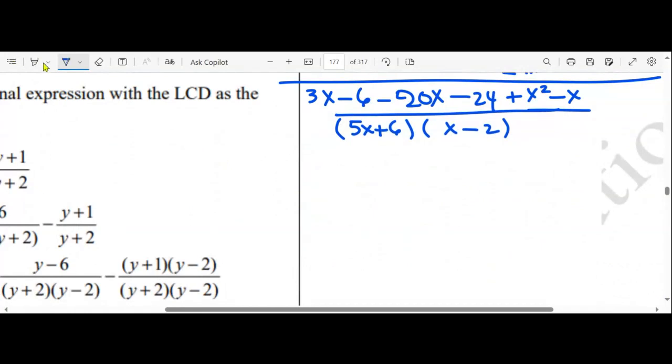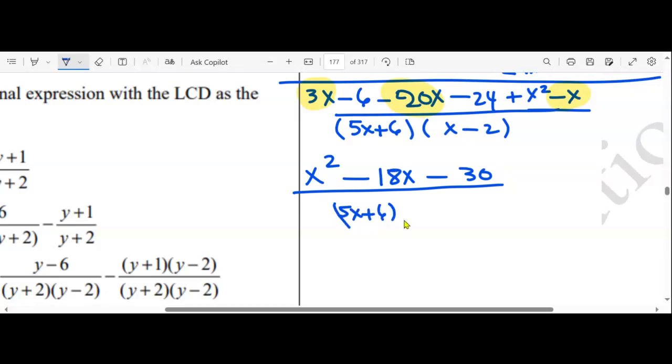Combine like terms. Which ones are like terms here, Ryan? So they give you what, Ryan? x squared minus 18x minus 30, over 5x plus 6, x minus 2. Is this clear?